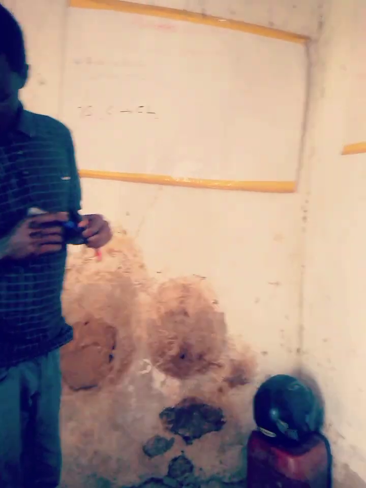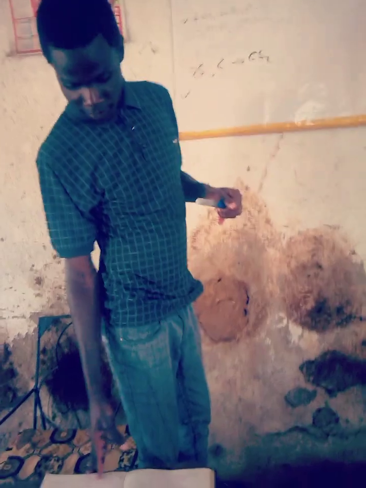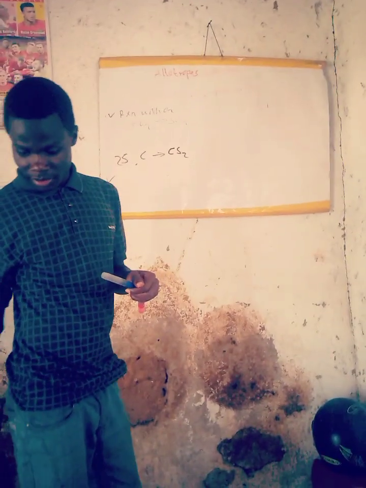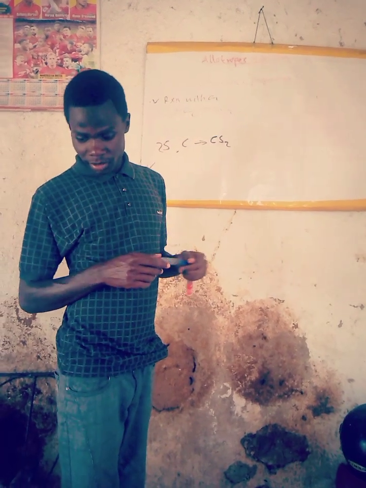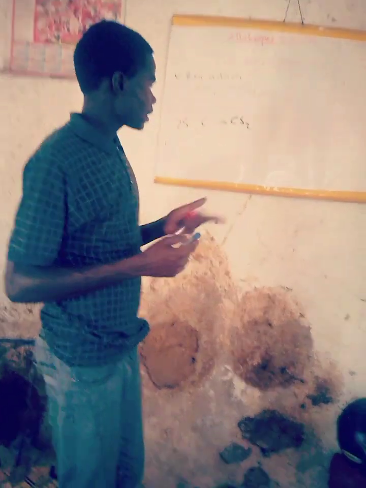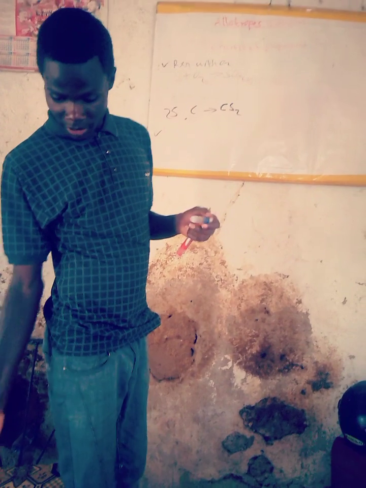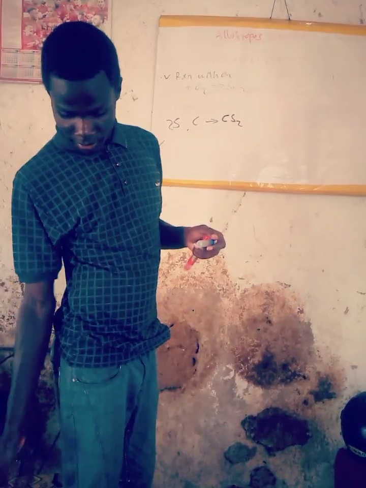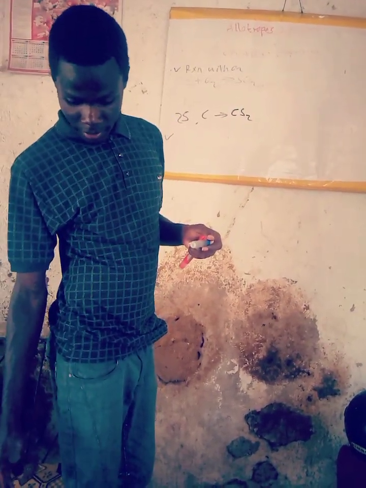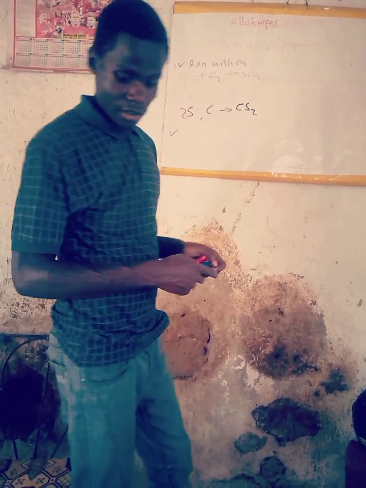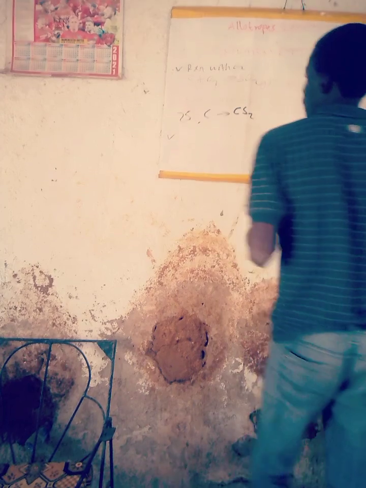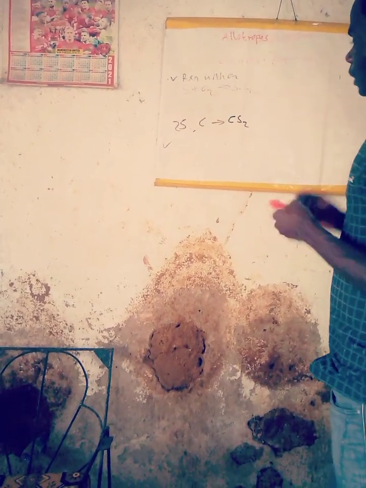The third one is oxidation reaction. Sulfur is oxidized by hot concentrated sulfuric(VI) acid and nitric(V) acid. So sulfur plus sulfuric(VI) acid forms sulfur oxide plus water. Then reaction with metals: sulfur reacts with copper to form copper(II) sulfide, or it can also react with iron to form iron(II) sulfide.